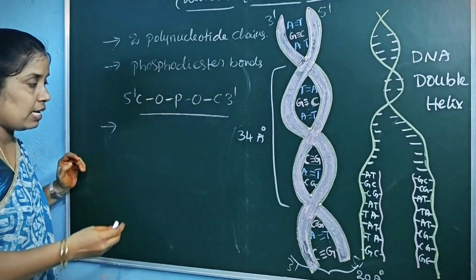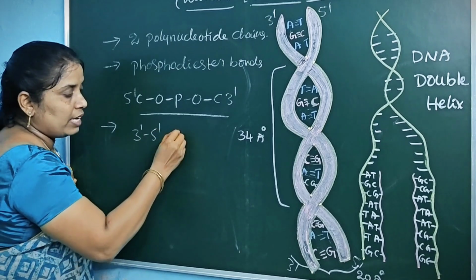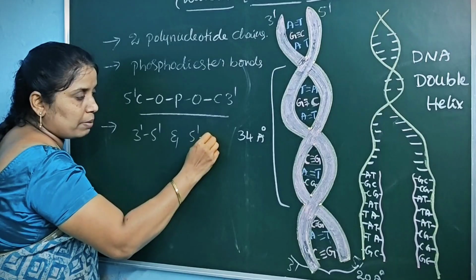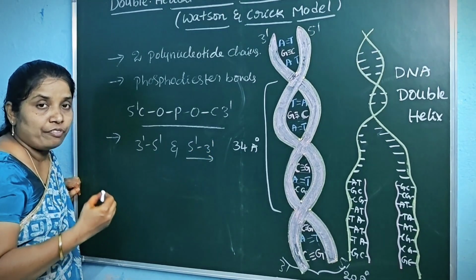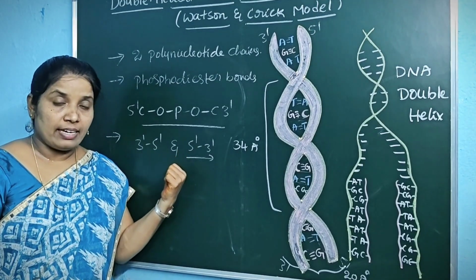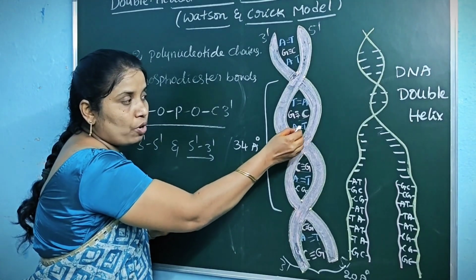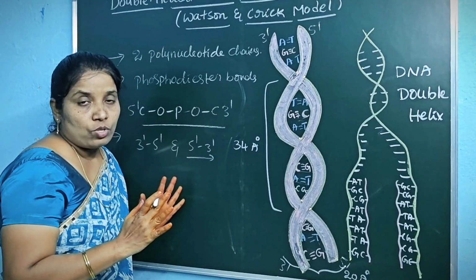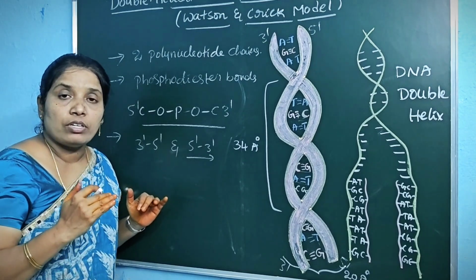So that is the anti-parallel nature. One strand consists of 3' to 5' direction and the other strand, opposite to this, consists of 5' to 3' direction, or polarity. So that is called the anti-parallel nature of DNA. The anti-parallel nature of DNA is essential for the formation of hydrogen bonds between the nitrogen bases present in the two strands. So the anti-parallel nature facilitates the formation of hydrogen bonds.